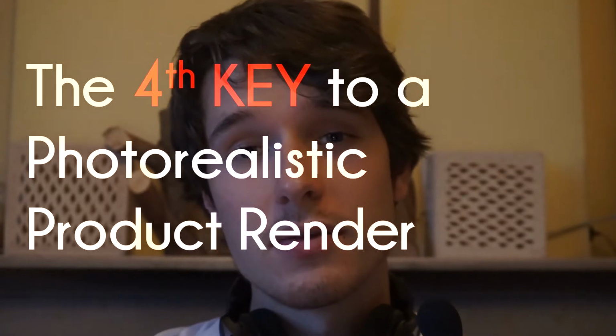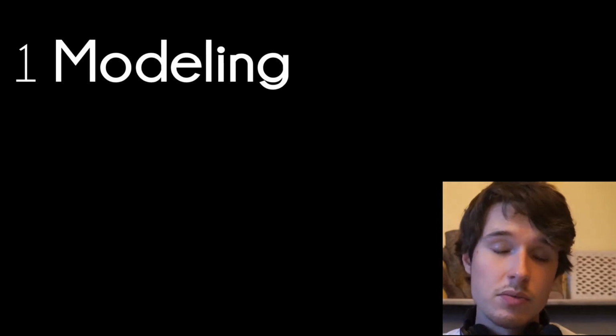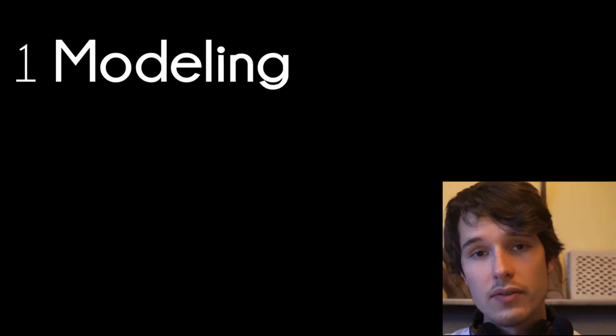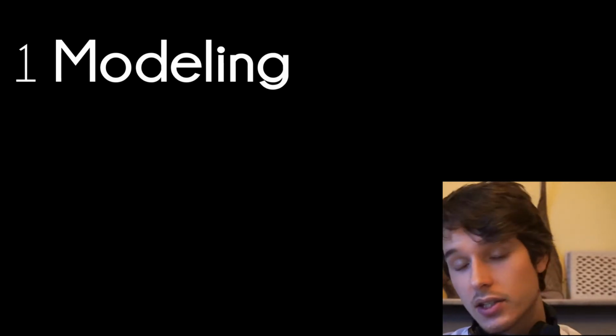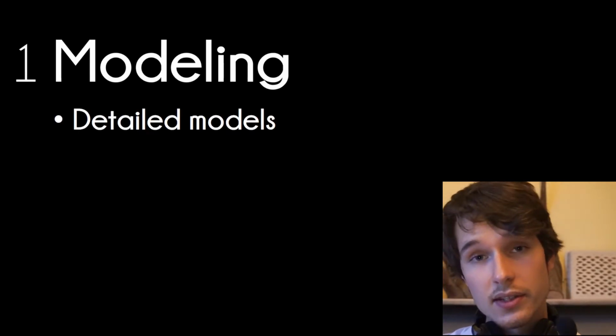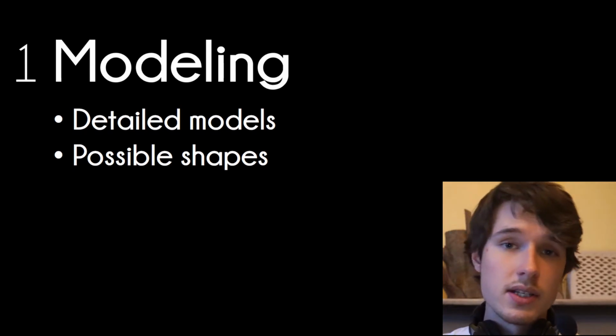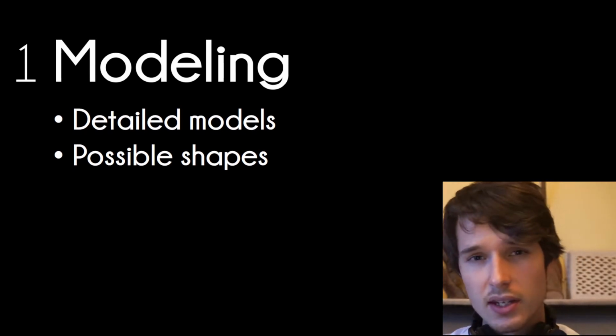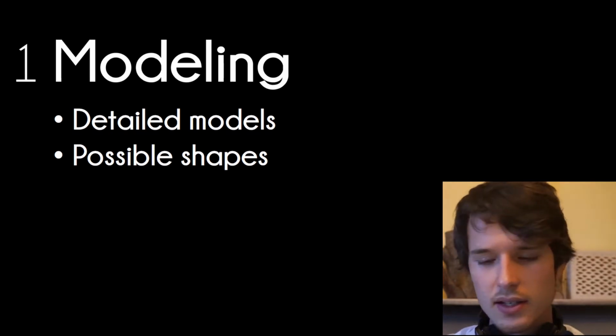I've got a couple of deadlines going on, but today I want to talk about the fourth key to making photorealistic product renders. There's a couple of things that go into making a photorealistic render, and the very first thing would be the modeling. When you're making a model, it's very important to have a realistic model that is detailed enough. You need all the shapes to be possible, so don't make floating things or things that are impossibly thin, because those will look really fake in the final rendering.